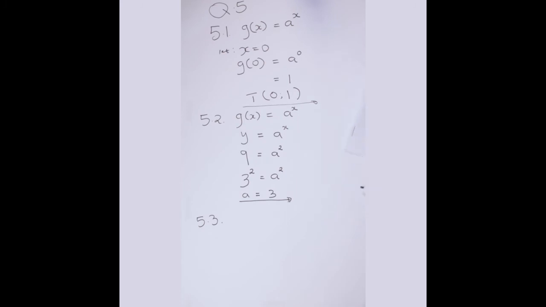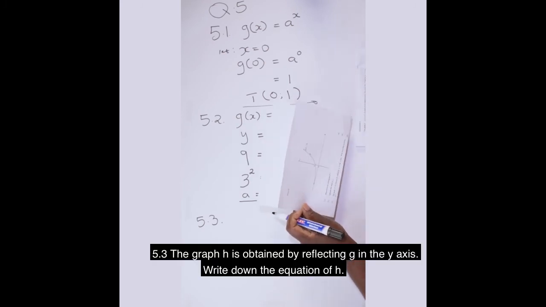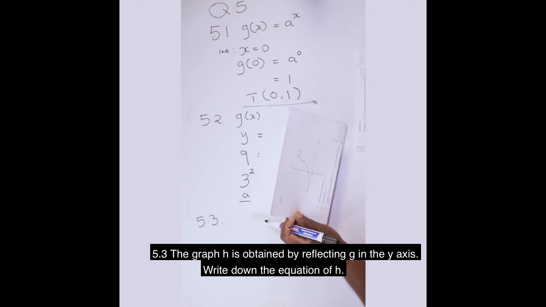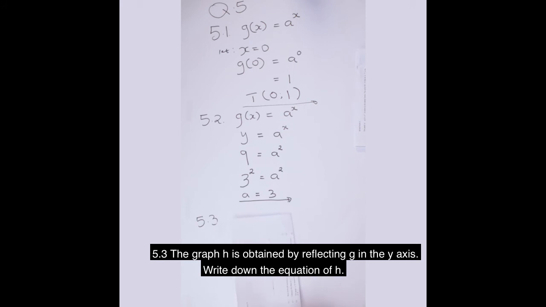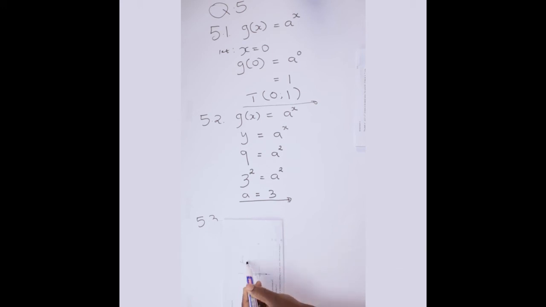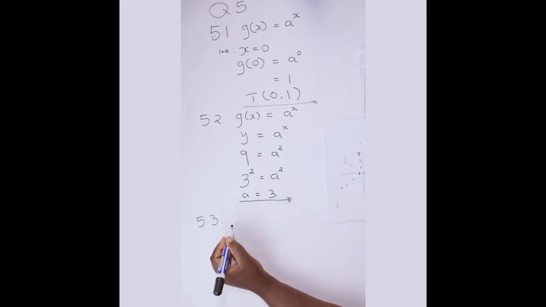Question 5.3 says the graph h is obtained by reflecting g in the y-axis. So this is the y-axis. If we reflect this graph g along this line, we are going to find h. Write down the equation. If I try to redraw what they're saying and interpret it, as x increases, y is decreasing. So nothing is changing here except the fact that my base will now be less than 1. It's going to be a decreasing graph.